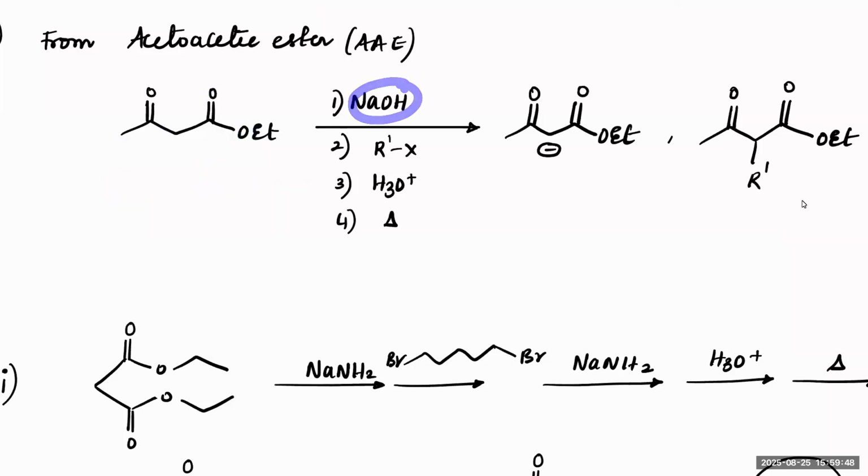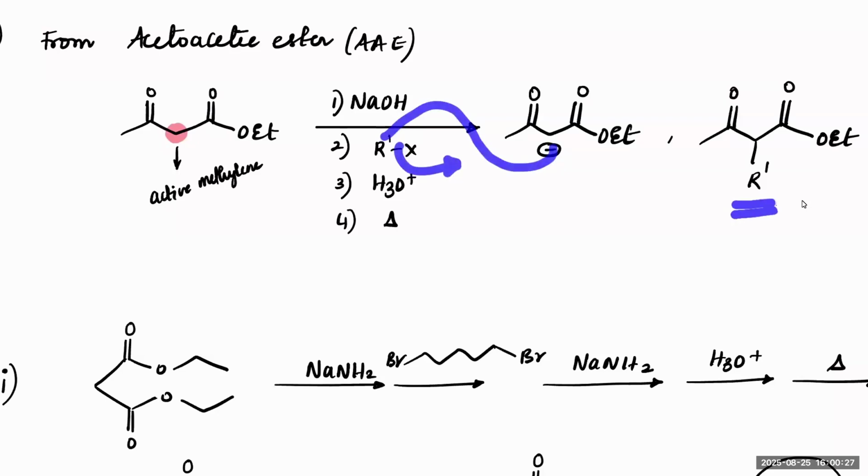When you treat with NaOH, what would happen? Notice these two hydrogens are strongly acidic because there is an electron withdrawing group on both ends. Such kind of groups are called active methylene group. And you get a negative charge there. This will become a nucleophile to attack on an alkyl halide. So this R minus will attack, X minus will leave, and you will get an R substitution.